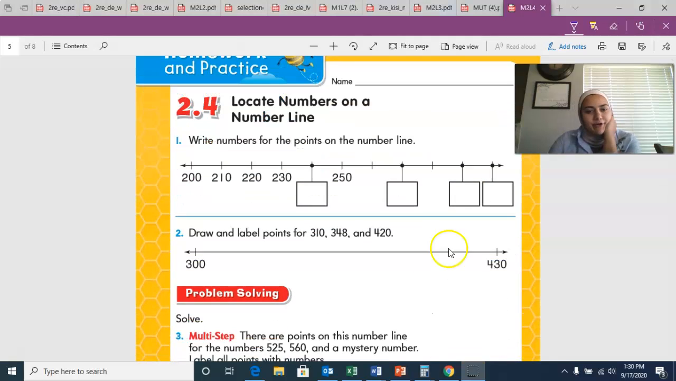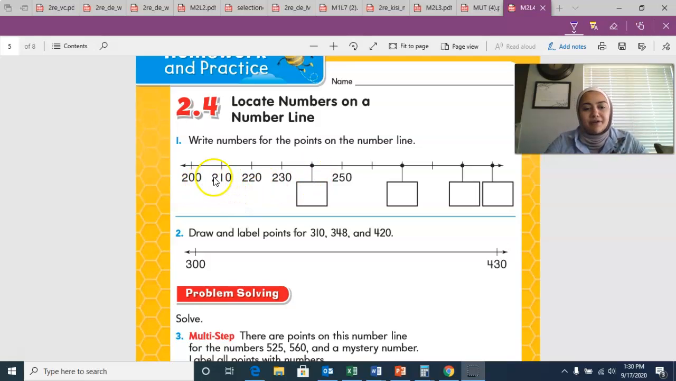Now we're moving on. Okay, so we're still talking about locating numbers on a number line. Again, I've shortened these lessons because I want you to get on Education Galaxy and practice locating numbers on the number line on Education Galaxy. All right, write numbers for the points on the number line. Here we go again. Numbers on the points.